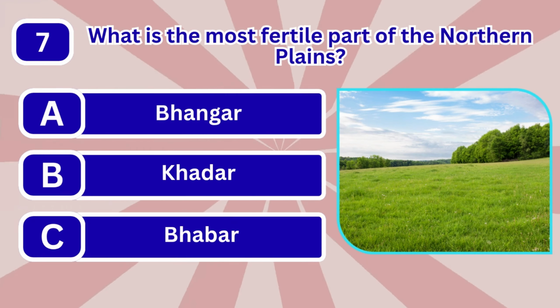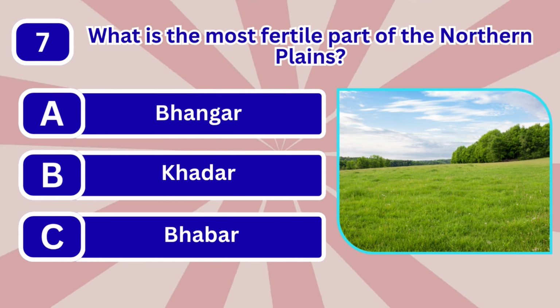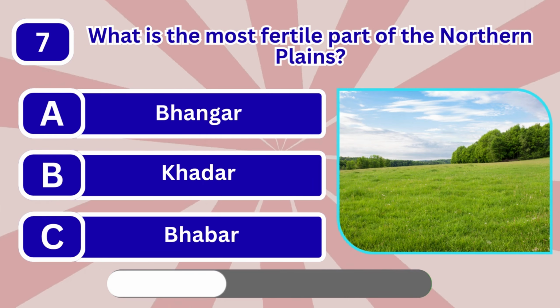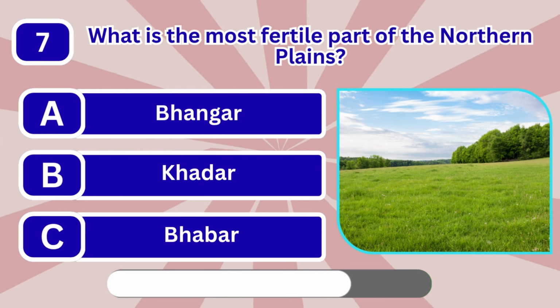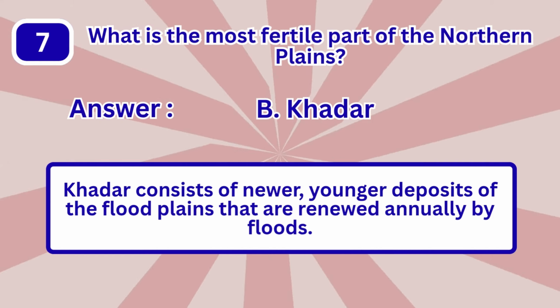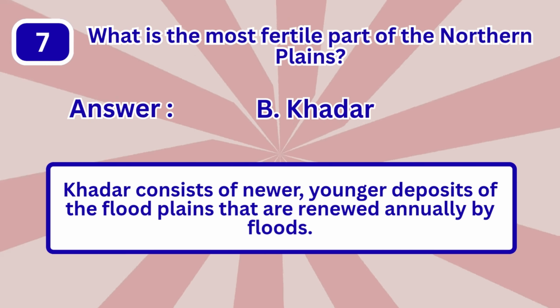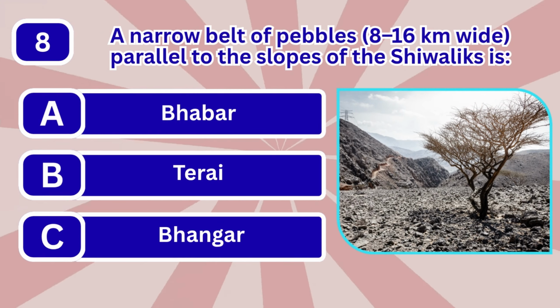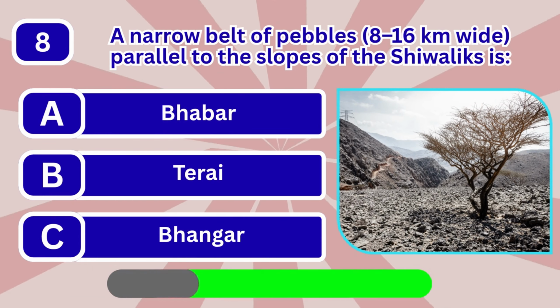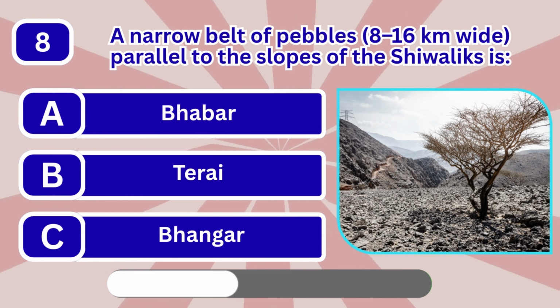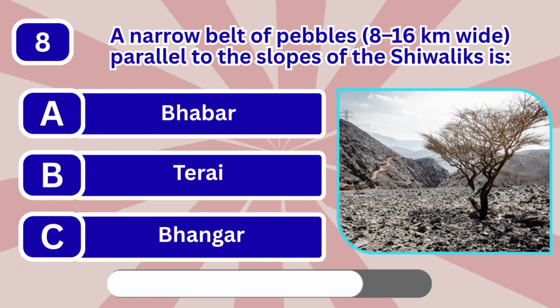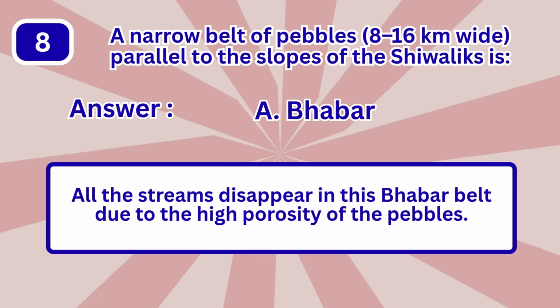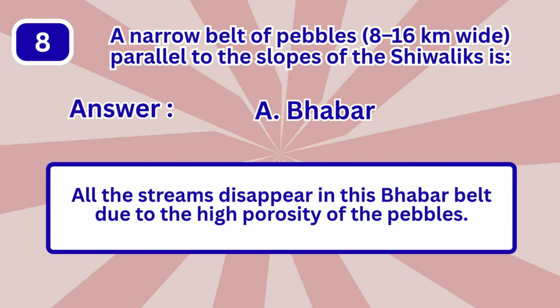What is the most fertile part of the northern plains? Answer is B. Khadar. A narrow belt of pebbles, 8 to 16 kilometers wide, parallel to the slopes of the Shivaliks is? Answer is A. Bhabar.